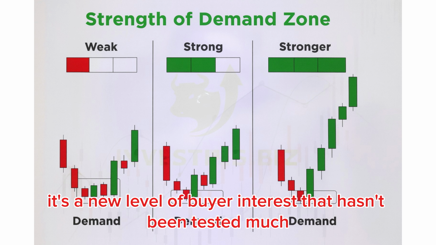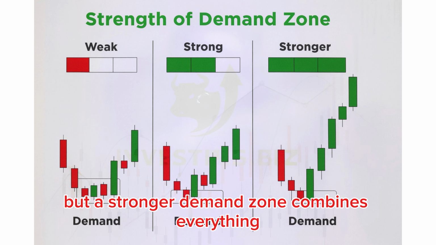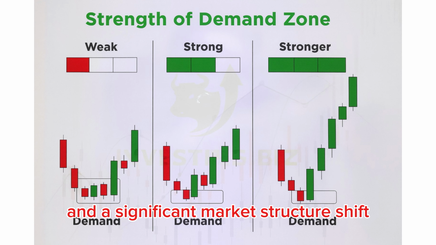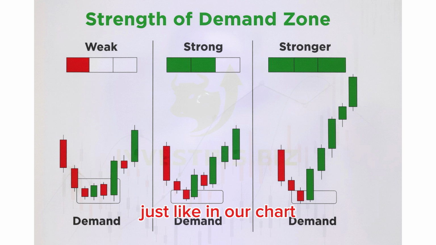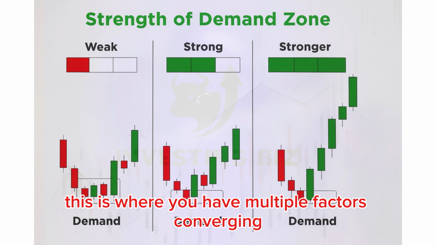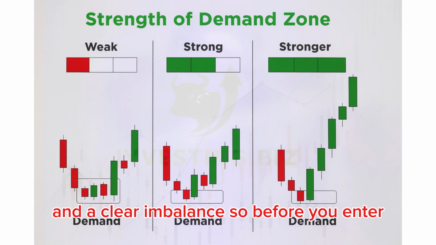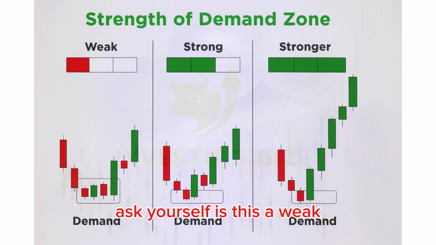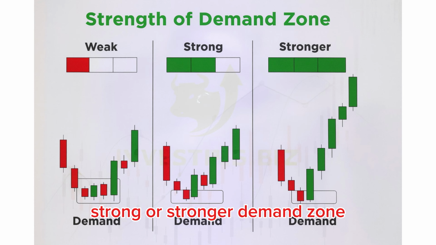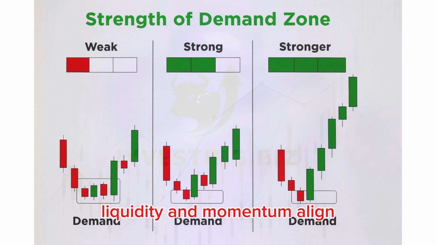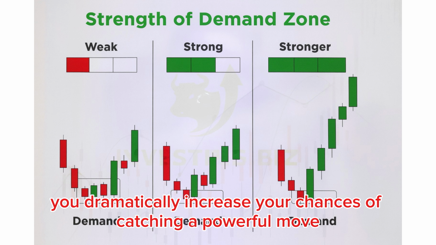A strong demand zone is like the one we've been analyzing, a fresh zone created by a strong bullish impulse after a break of structure. It's a new level of buyer interest that hasn't been tested much. But a stronger demand zone combines everything. It's a fresh zone, and it's aligned with a key liquidity sweep and a significant market structure shift, just like in our chart. This is where you have multiple factors converging: the technical structure, the liquidity engine, and a clear imbalance. So, before you enter, ask yourself, is this a weak, strong, or stronger demand zone? By focusing your trades only on those stronger zones where structure, liquidity, and momentum align, you dramatically increase your chances of catching a powerful move.